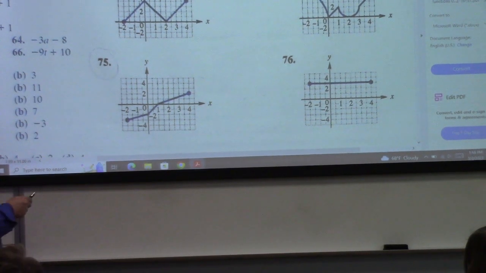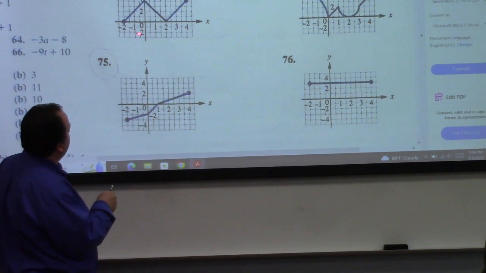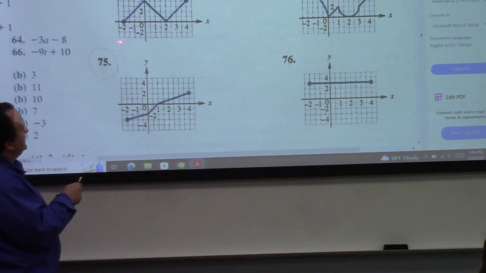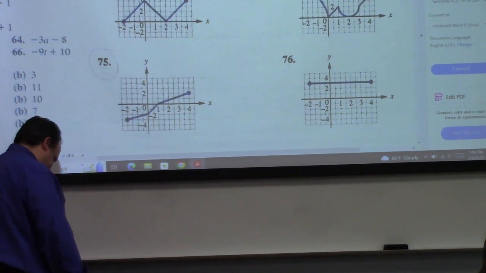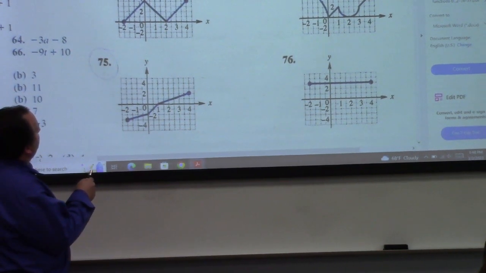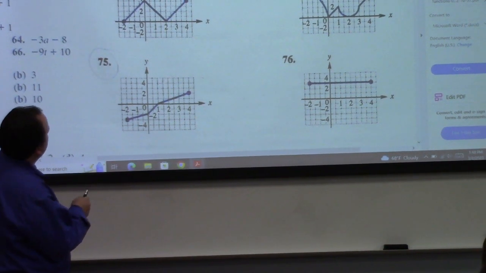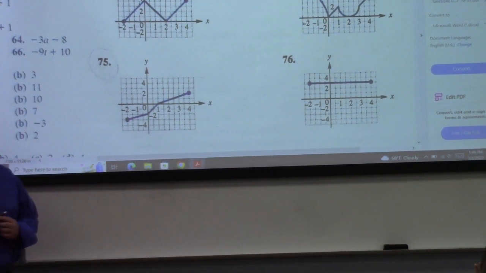How about this one? So A, what is f of minus 2 for this one? 0, yes. What would f of 4 be for this one? f of 4 would be equal to 4 here, I believe. Yeah, that's 4. All right, great.